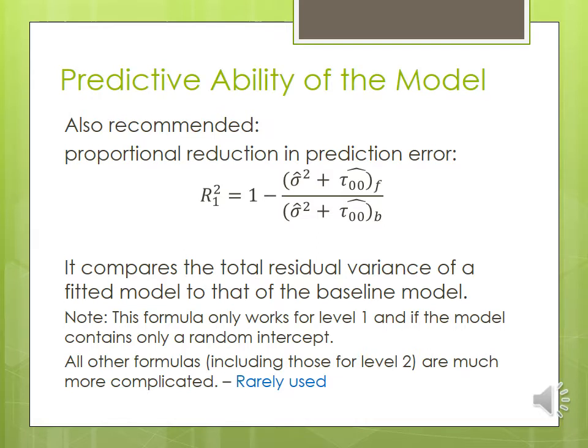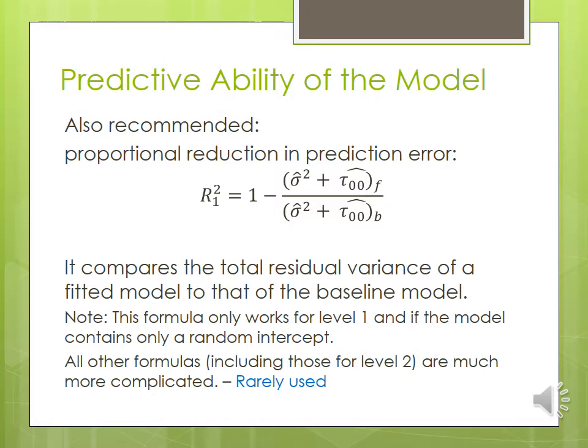Lastly, I want to mention another way of looking at predictive ability, and this is an R squared that has been developed. I'm blanking on the name right now, but it's in some of the recommendations to report. This is a proportional reduction in prediction error. You calculate that by looking at your level 1 random effect plus your level 2 random variance, dividing that for the final model by the initial model, and then subtracting it from 1.